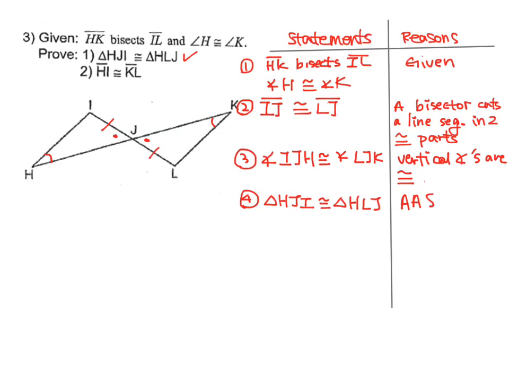Number 2, we need to show that HI, which would have been this line segment, is congruent to KL. How would you do that? Wait a minute. These two line segments are the corresponding sides from those congruent triangles. So we don't even have to go any further. We can just write down number 5 here. I'll say line segment HI is congruent to line segment KL. Why? The famous CPCTC. All right.